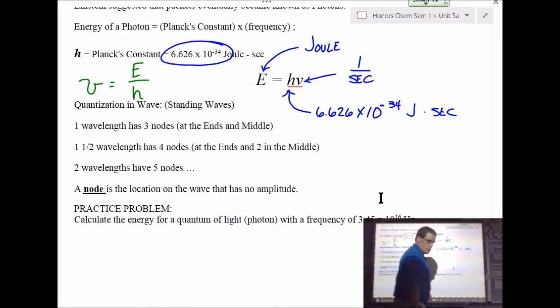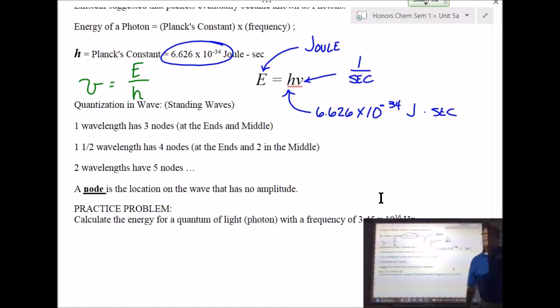If you have joule seconds divided by a second, so if you divide by a single second, you're left with the joule. Units raw.